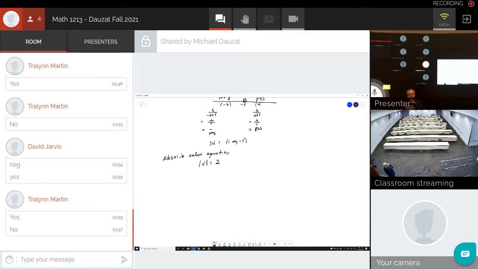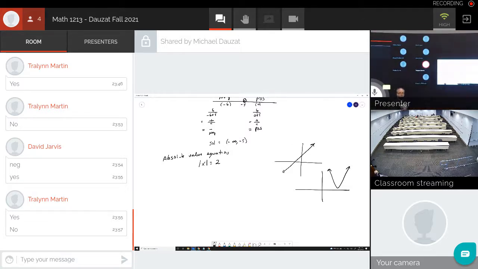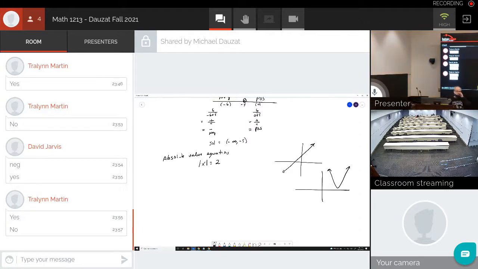An absolute value equation is not linear. Because remember, what kind of graph is a linear function? It's a line, right? That's the graph of a linear function. An absolute value function, and you're going to graph these soon, has the shape of a V. So an absolute value function is not linear. Some students seem to think it's linear. It's not. The absolute value of x equals 2 is an absolute value equation, not a linear equation.